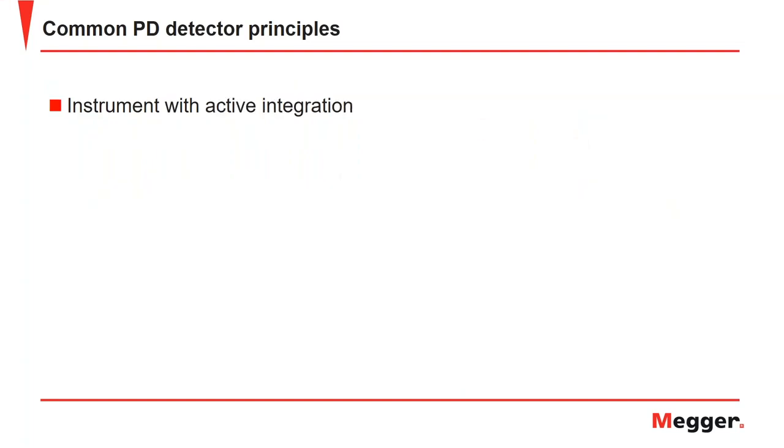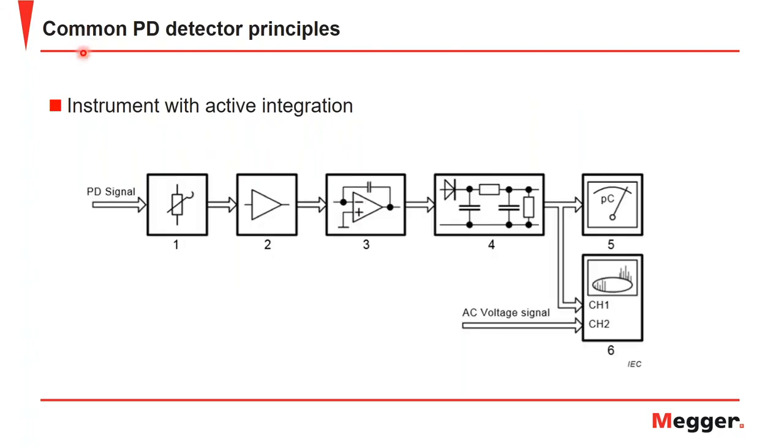Next, we have an instrument with active integration, where your partial discharge signal is fed again into the attenuator, then fed to an amplifier, an integrator, and then the peak detector and evaluation unit here, and then ultimately, again, the meter and oscilloscope. And with this design, the evaluation unit has the task to ensure that the behavior is according to the weighting curve of the IEC 60270 standard.